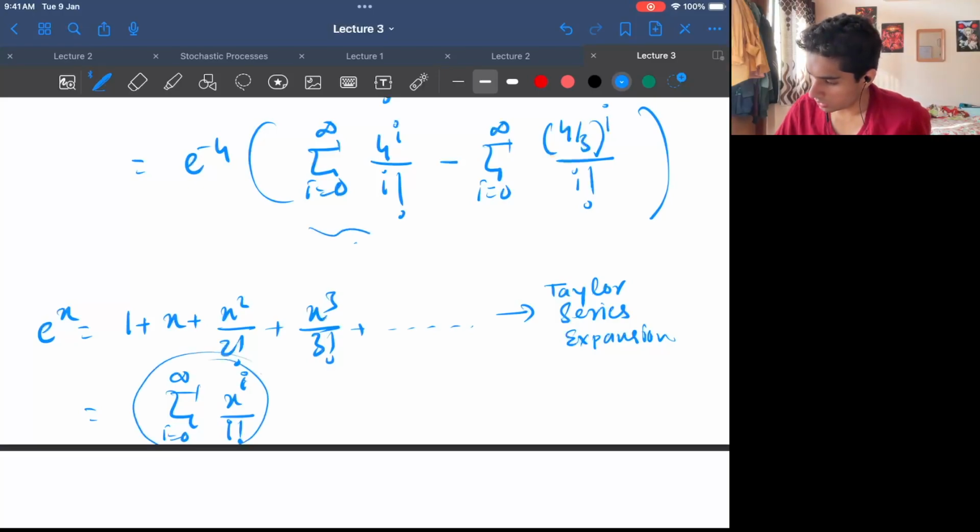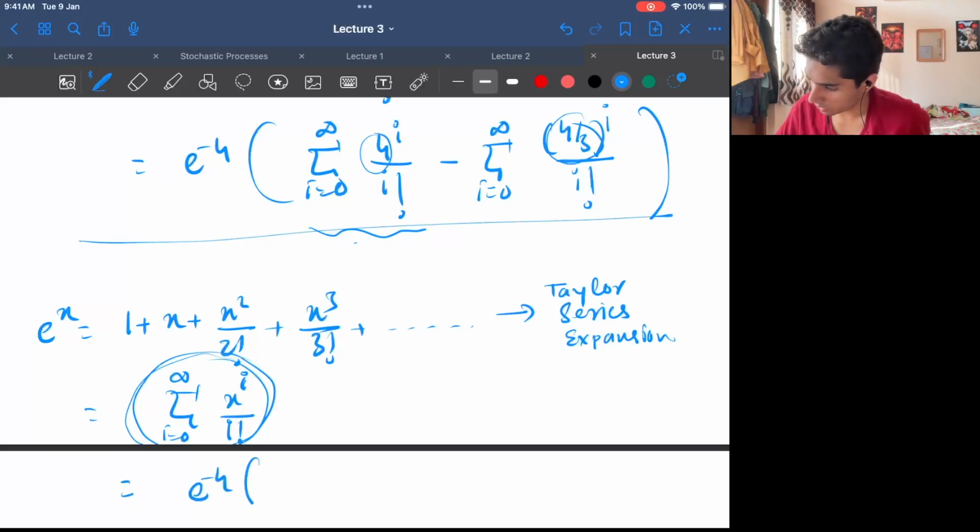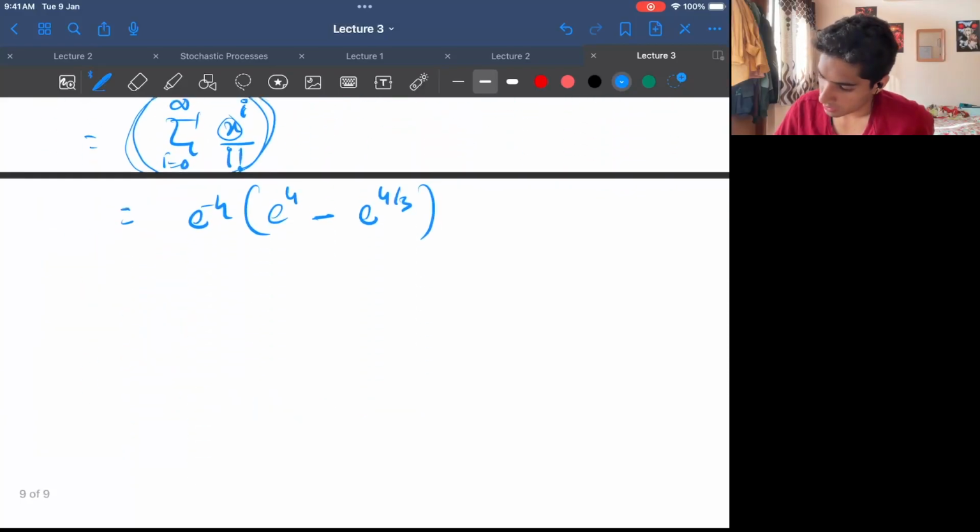So you see this is nothing but, instead of x, here it is 4 by 3, that's all, right? Instead of x here it is 4 by 3 and it fits this formula. So this expression here can be written as e raised to 4 times this thing. Because instead of x it is 4 here, so this will be e raised to 4 minus e raised to 4 by 3.